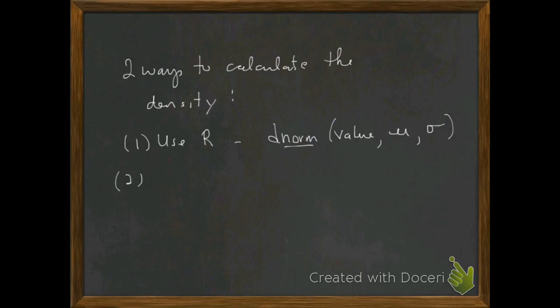The second way is we know that we can find the density in a normal distribution simply by looking at the model.